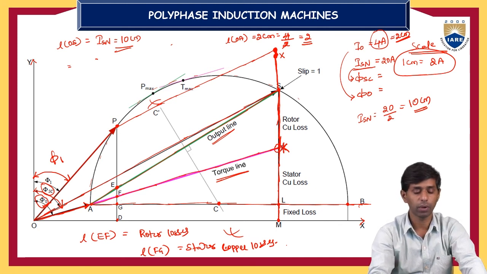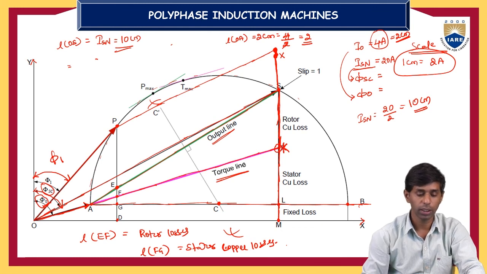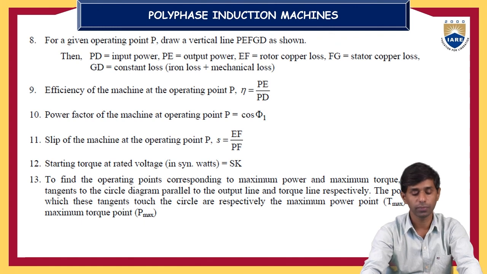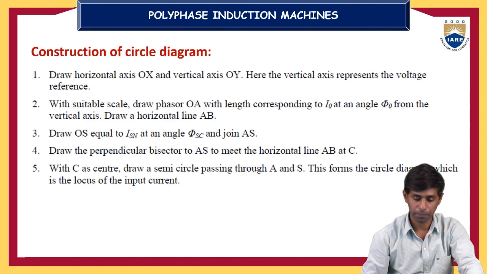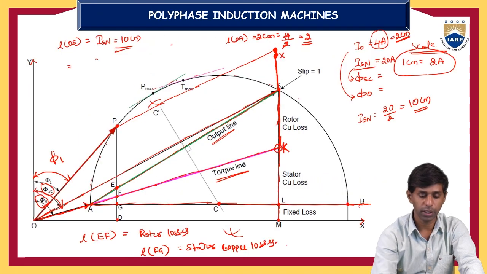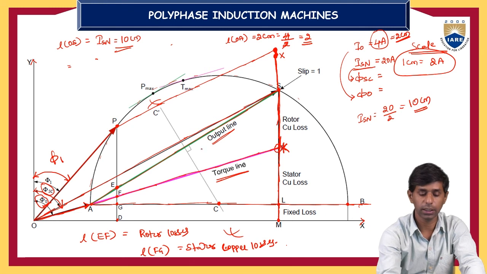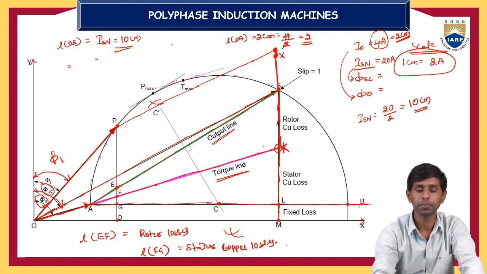Rotor input power is equal to the stator output power. That is, we can also mention the addition of the rotor copper losses. The output power plus copper losses is equal to the input power for the rotor. That is why it is EF by PF. And the starting torque at rated voltage will be SK. That is SK, the starting torque.